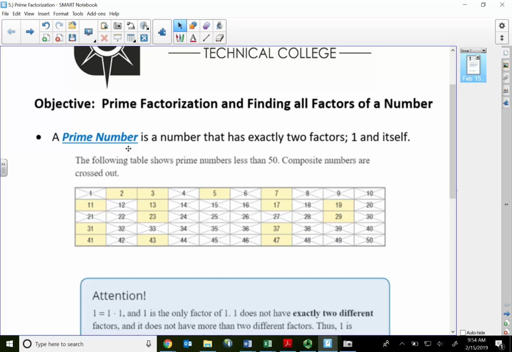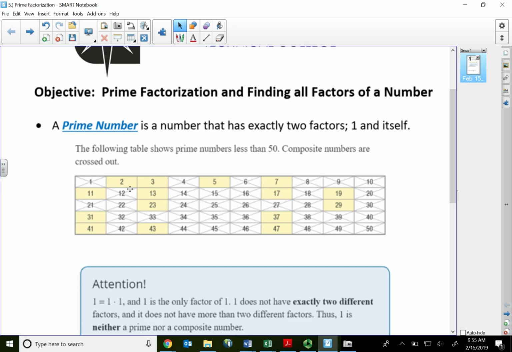Okay, a prime number is referring to a number that has exactly two factors, one and itself. Okay, so the ones that are being highlighted in yellow here are your prime numbers. So within numbers 1 through 50, this is the list of your prime numbers. The popular ones that we normally use are 2, 3, 5, 7, 11, maybe sometimes 13. Okay, those are the commonly used ones.